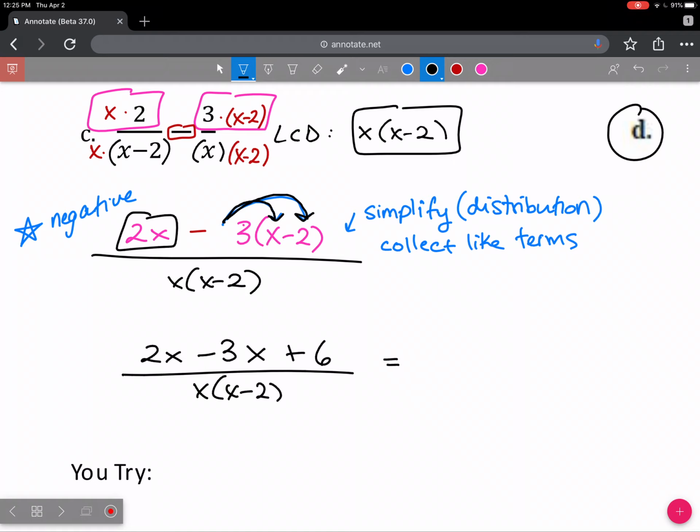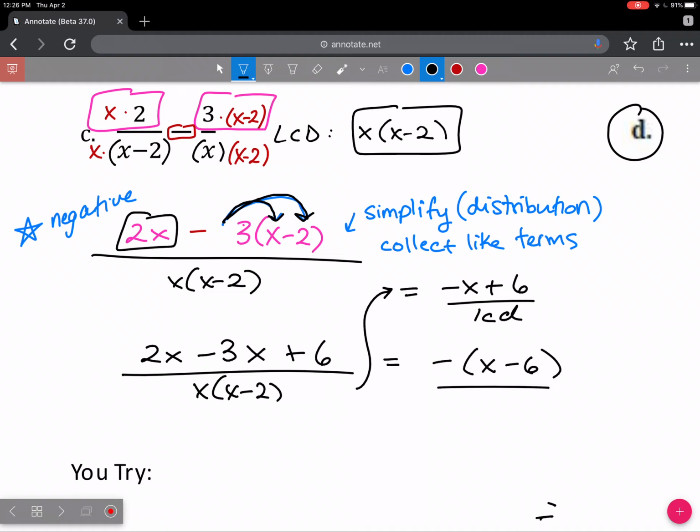This is going to simplify to negative x plus 6 all over that LCD. And you can actually factor out the negative on the lead coefficient to make it look a little bit cleaner. Take out a negative and you're left with x minus 6 like that, all over the LCD. Jot down the non-permissibles, and that question's complete.